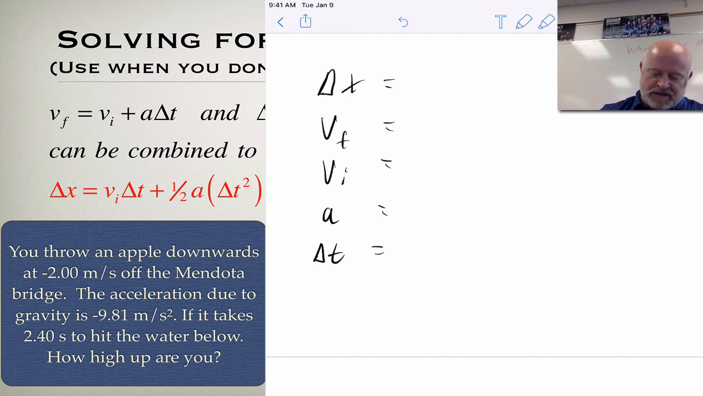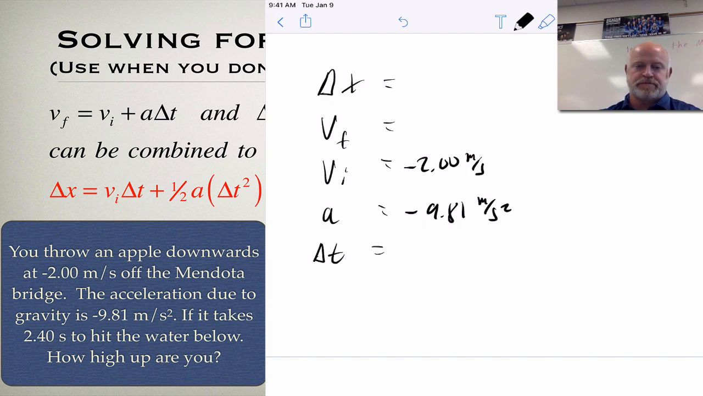Our initial velocity is a negative 2.0 meters per second. Negative, important. Off the Mendota Bridge. The acceleration due to gravity is a negative 9.81 meters per second squared. It takes 2.40 seconds to hit the water below. Time is always positive.